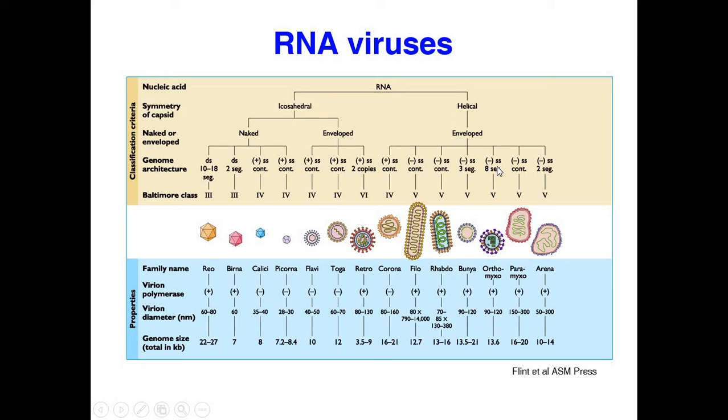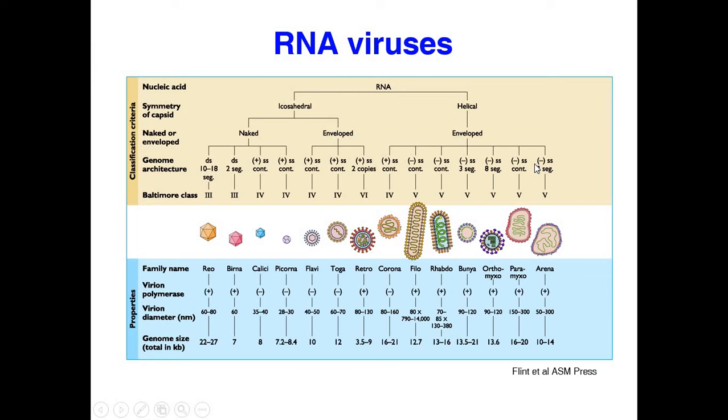Negative sense single-stranded RNA viruses with 8 segments are also present in group 5. An example is orthomyxoviruses, which also have polymerase enzymes. The size is 90 to 120 nanometer, and the genome size is 13.6 kilobase pair.